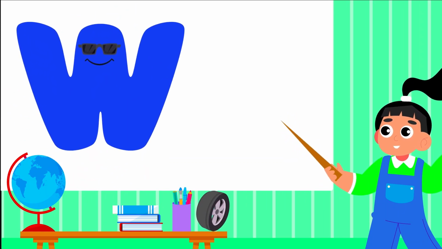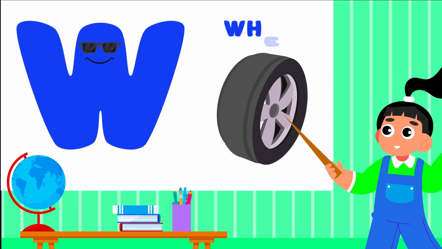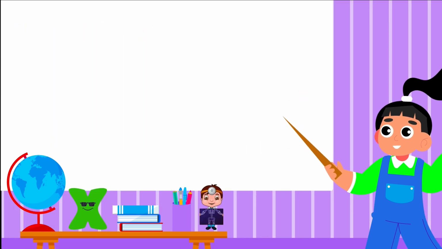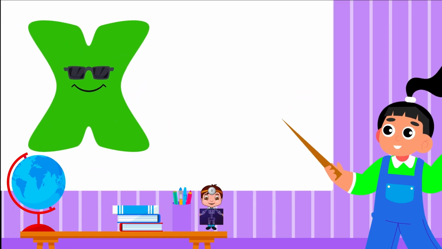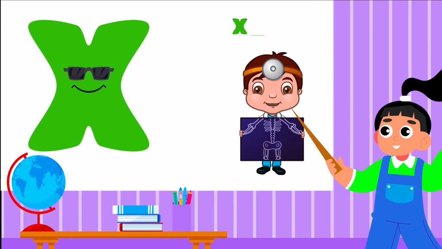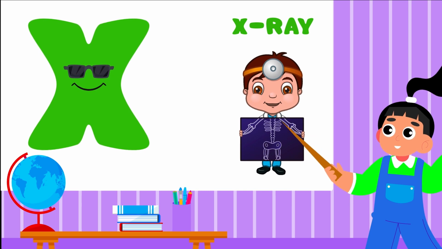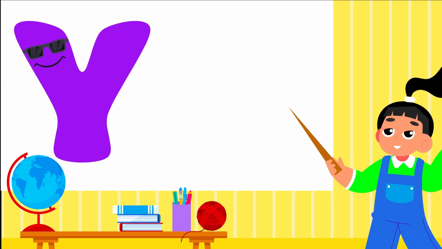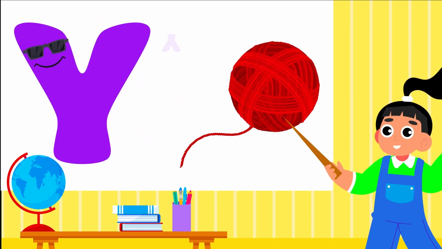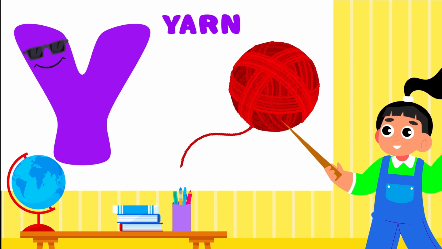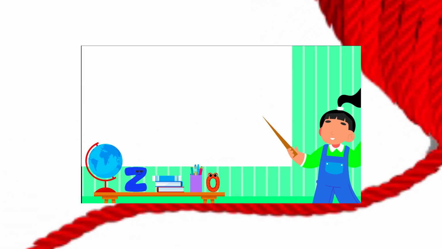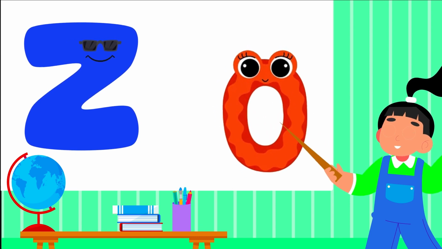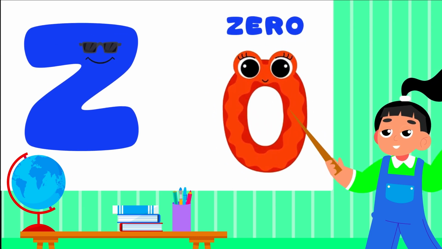W. World. W is for world. X. X-ray. X is for X-ray. Y. Yarn. Y is for yarn. Z. Zero. Z is for zero.